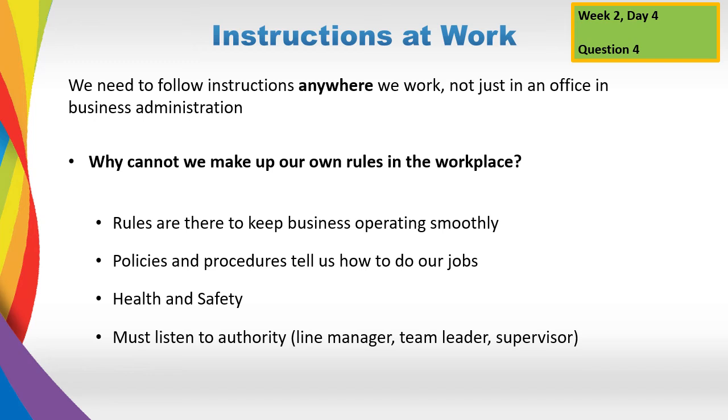The policies and procedures, like I said before, are essentially our instructions and they tell us how to do our jobs. There's also health and safety involved when we're following rules, because if we don't follow the rules of the workplace, then health and safety problems can arise, and we'll have a look at those in a moment. And we must listen to authority. An authoritative figure in the workplace could be your supervisor, your team leader, or your line manager.